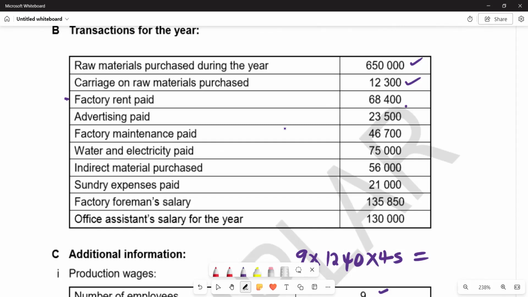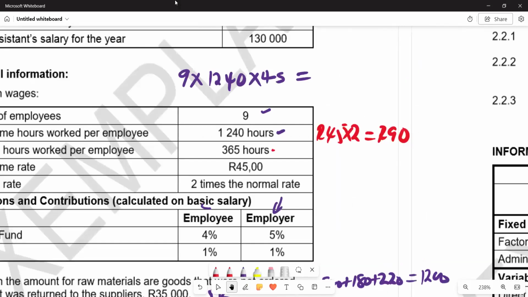We take it as it is because it's not an expense that is overlapping between departments, as in between the sales and the office section. As compared to rent, because with rent we are using the same premises, but we have a section for manufacturing, and then for sales and office. So for factory maintenance, we take it as it is, 46,700. So we can just put it as it is.